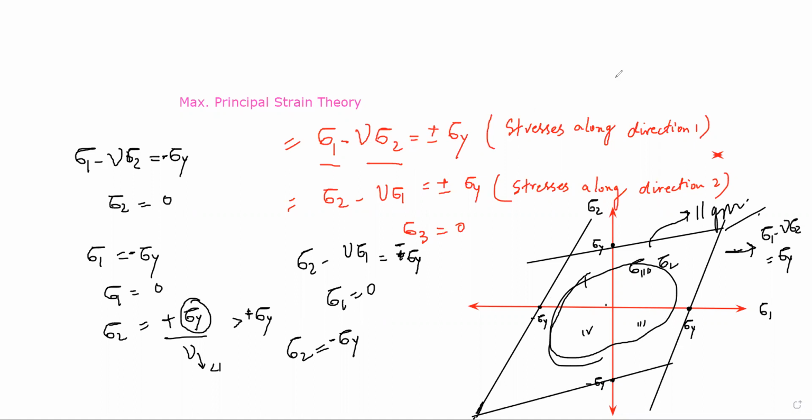Now let's move to the next theory. The next theory in hand is the maximum strain energy theory. The expression for the maximum strain energy theory, in case of two dimensions, is sigma 1 square plus sigma 2 square minus twice nu, Poisson's ratio, times sigma 1 into sigma 2. If it becomes equal to sigma yield, the machine element fails.